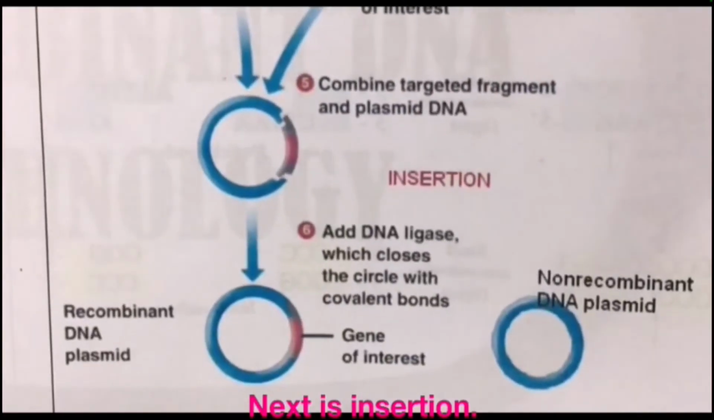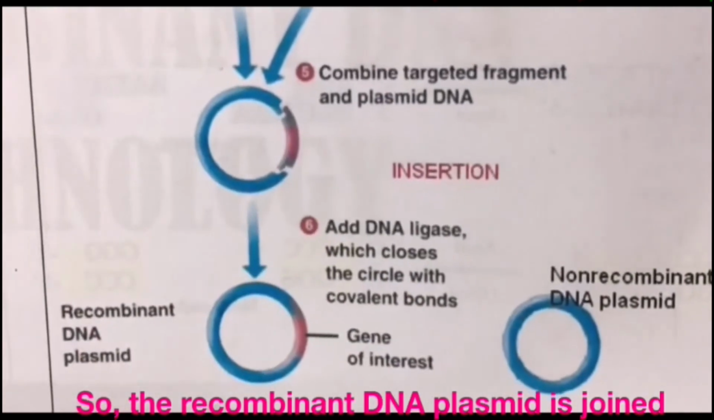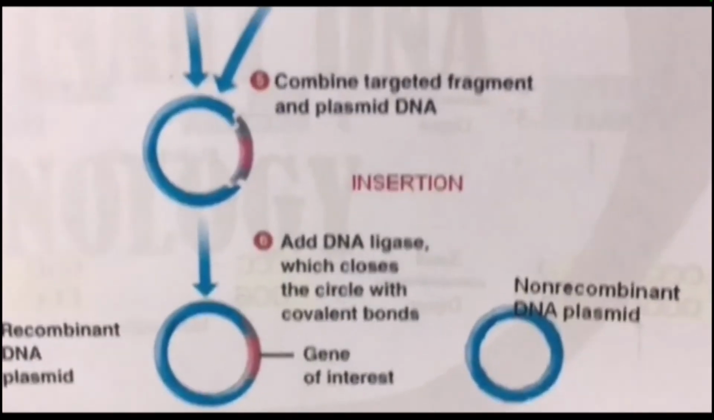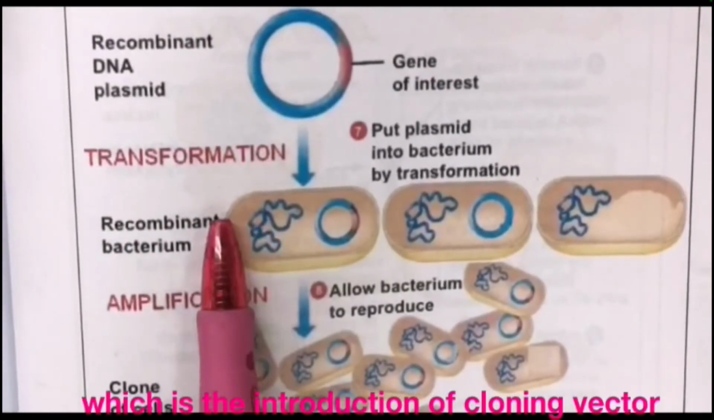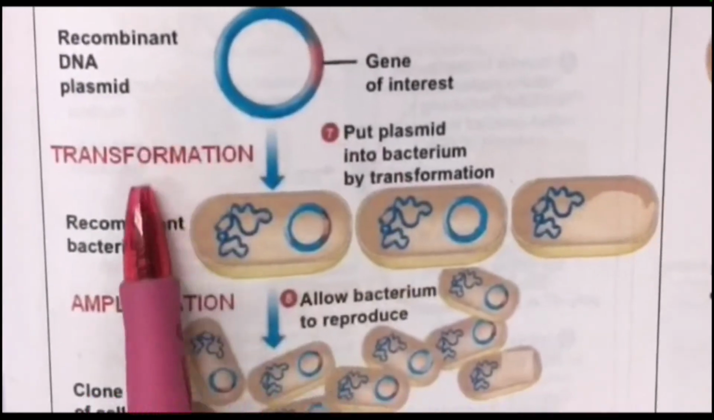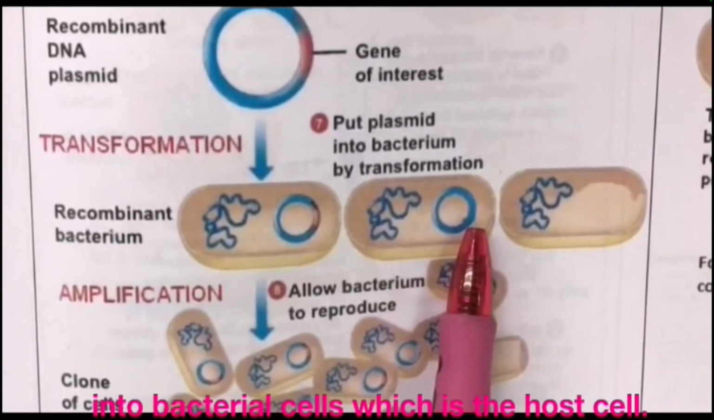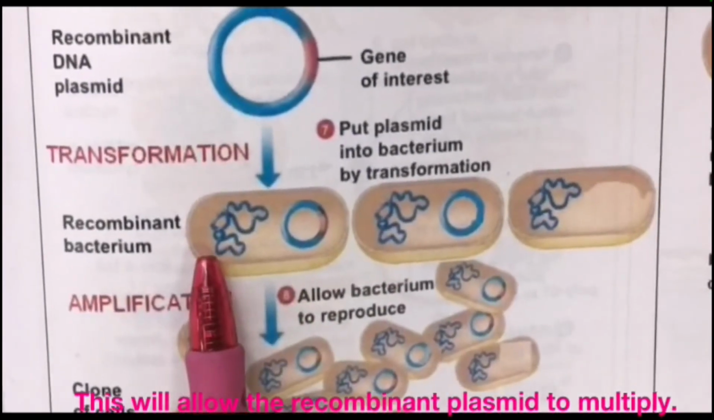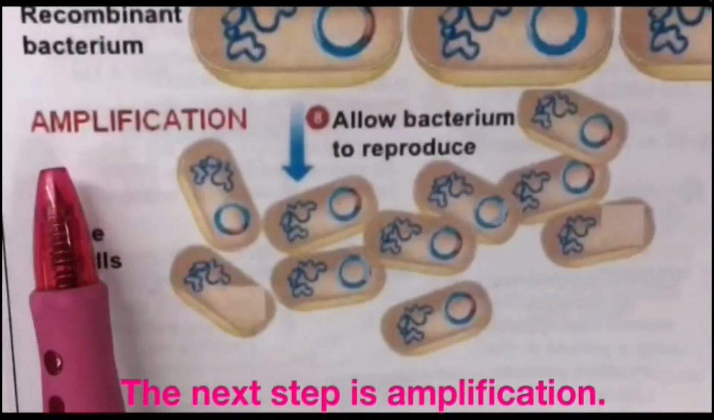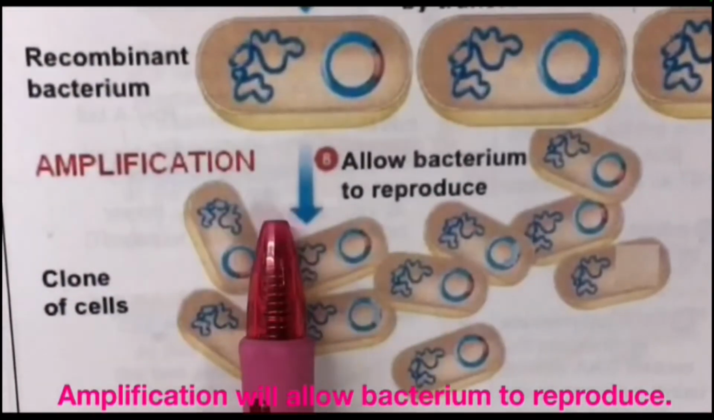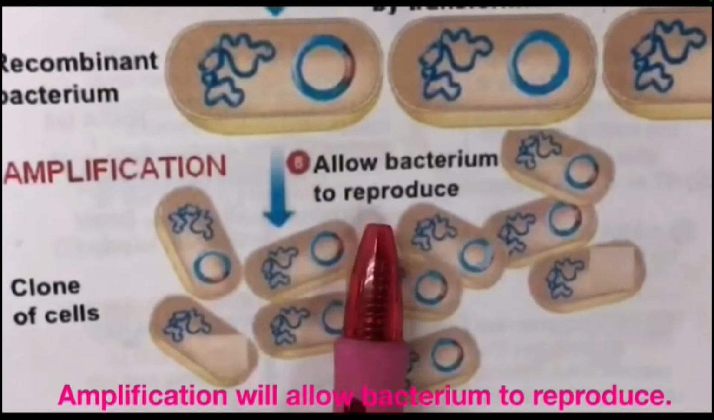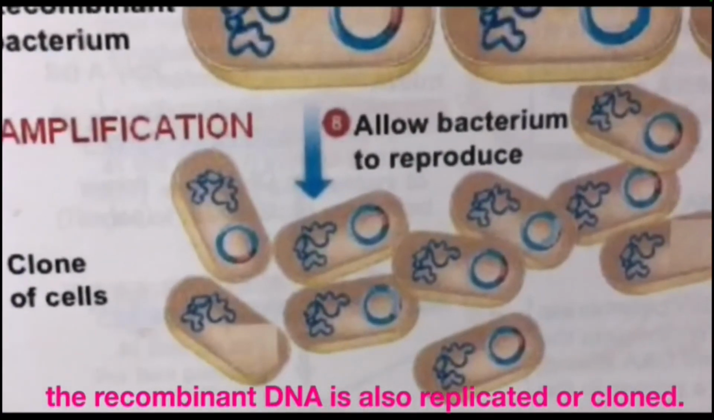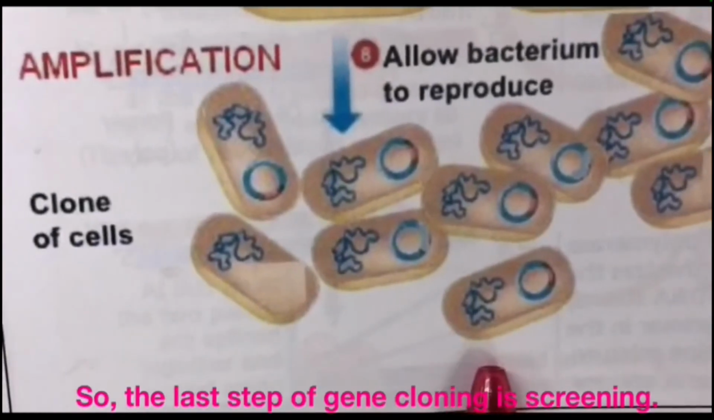Next is insertion. So, the recombinant plasmid are joined with DNA ligase. Next step is transformation, which is the introduction of cloning vector into bacterial cells, which is the host cell. This will allow the recombinant plasmid to multiply. The next step is amplification. Amplification will allow bacterium to reproduce. As the bacteria reproduce, the recombinant DNA is also replicated or cloned.